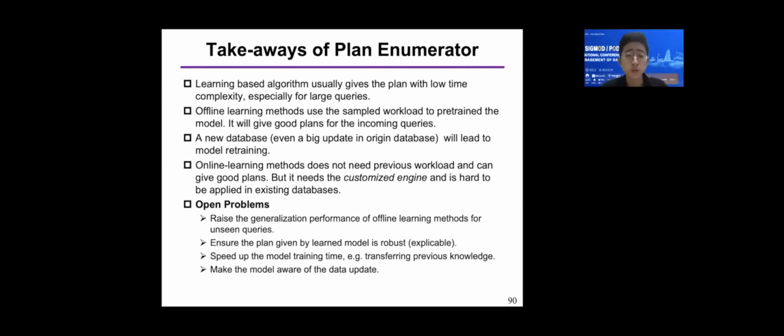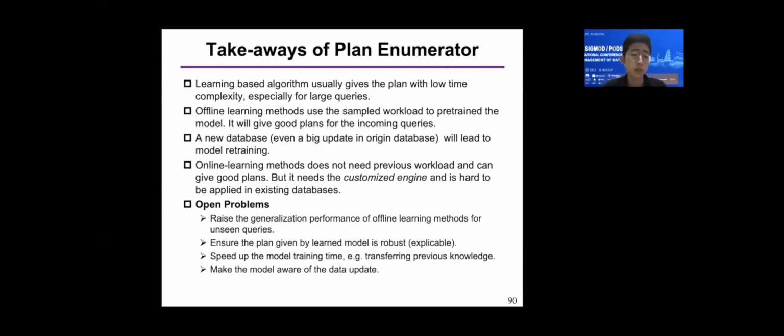Online learning methods do not need previously prepared workloads and can give very good plans even for dynamic query processing. But it needs the customized engine, and it's hard to apply in existing databases. So that's a key problem for online learning-based methods.